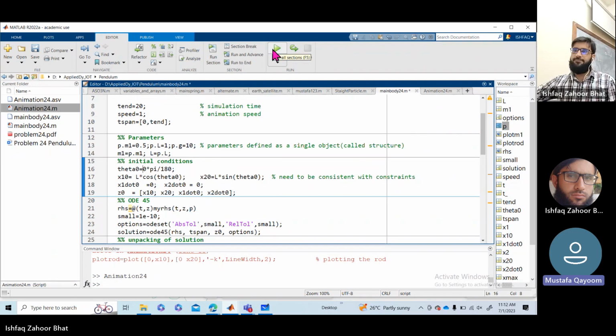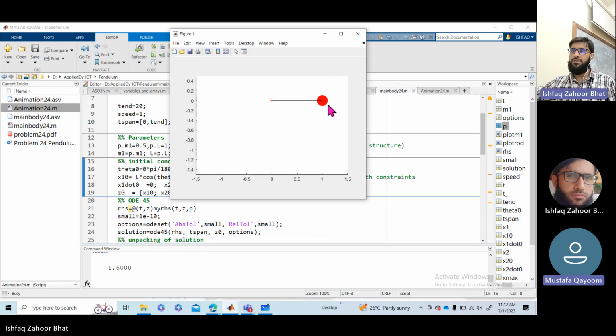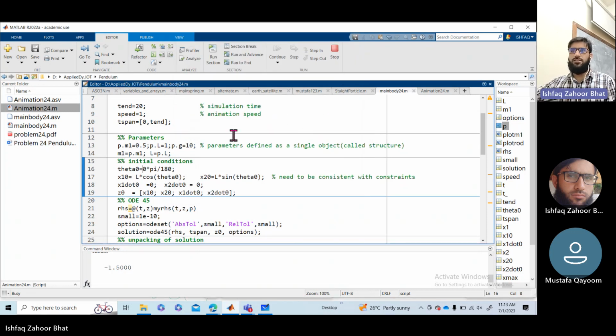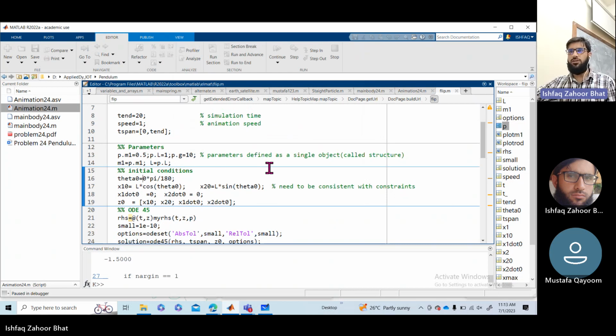Sir, it will start from the horizontal line. See, it is starting from the horizontal line and it drops. Since there is no damping, it oscillates with the full swing.